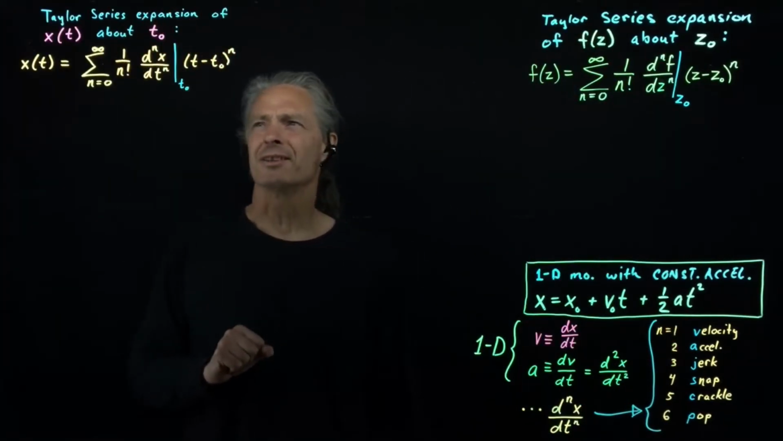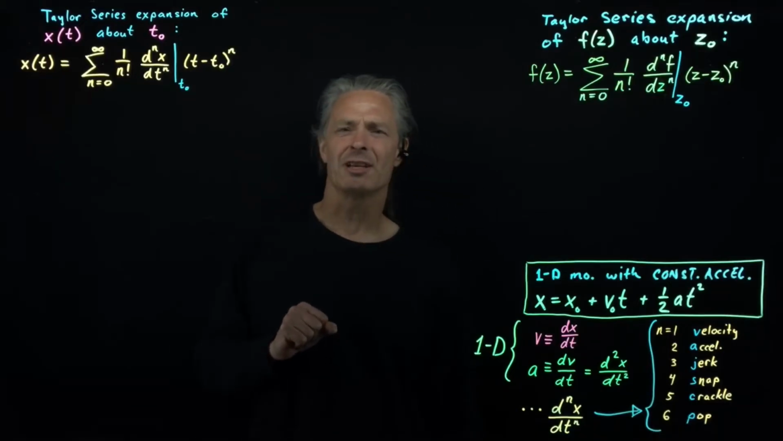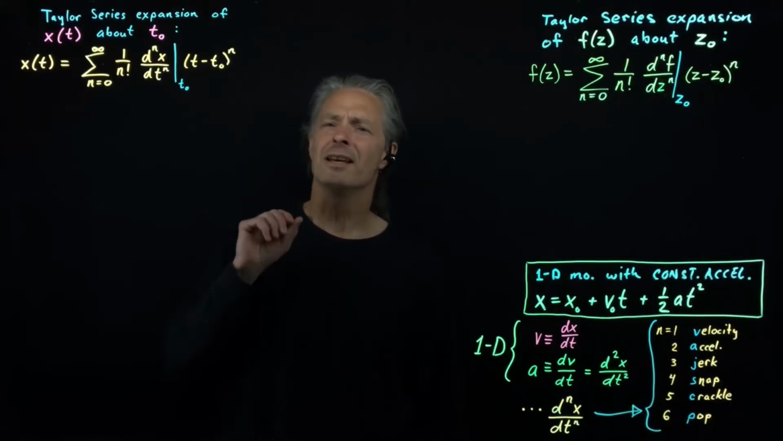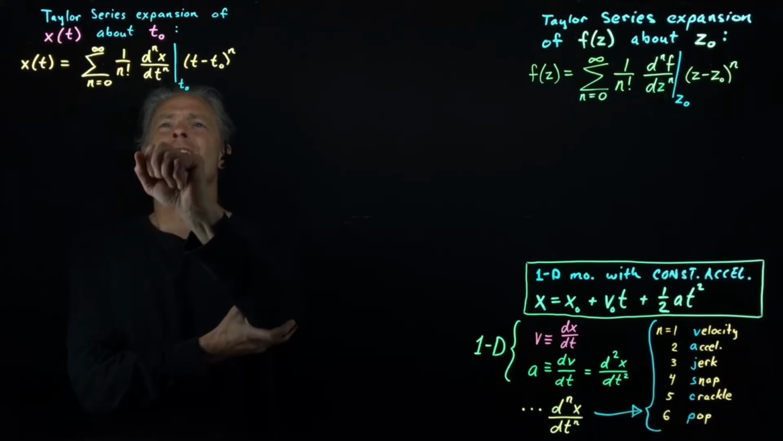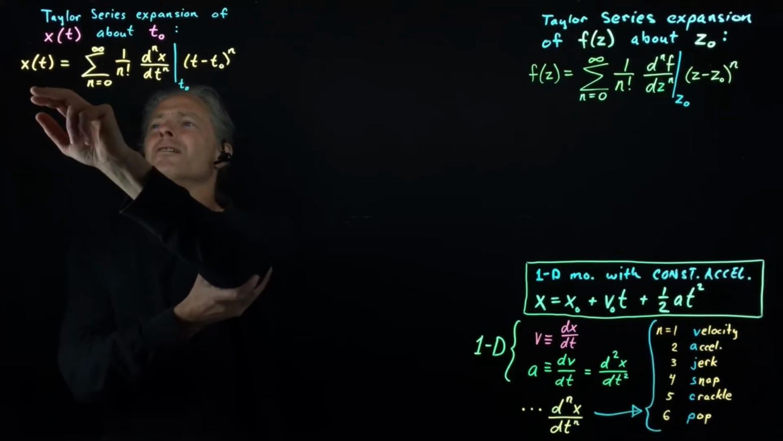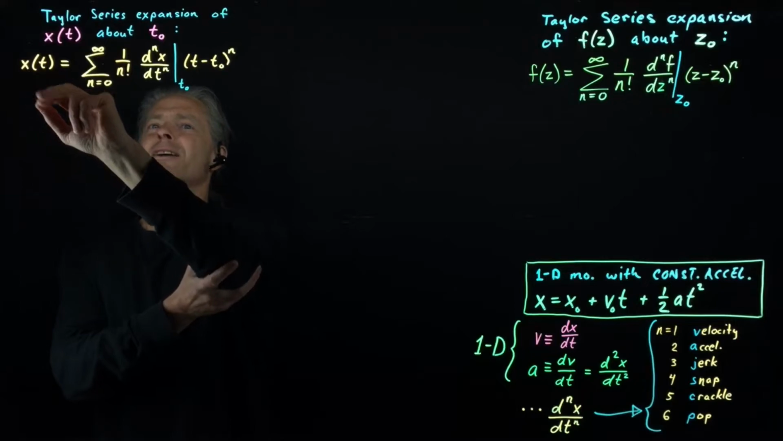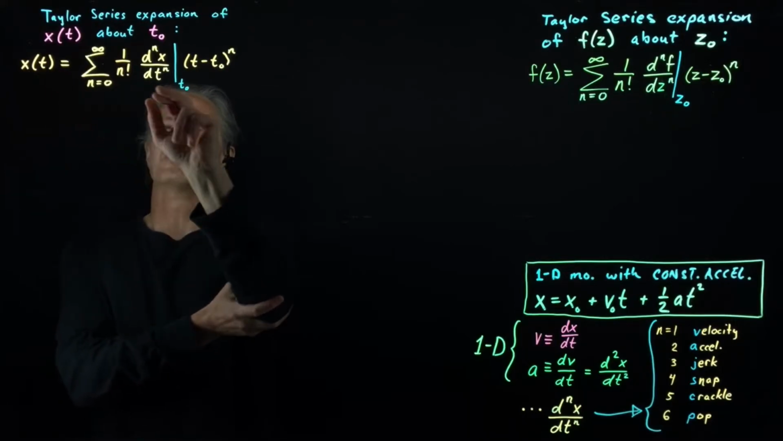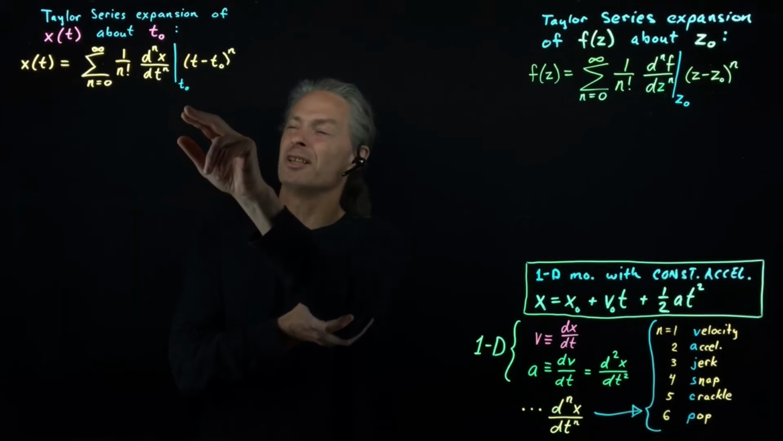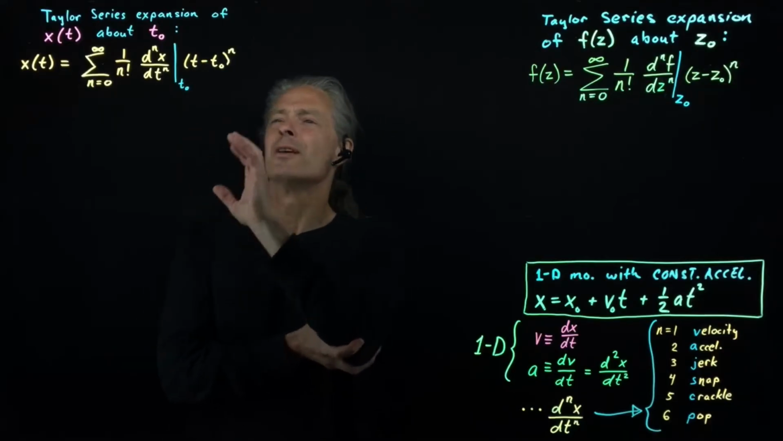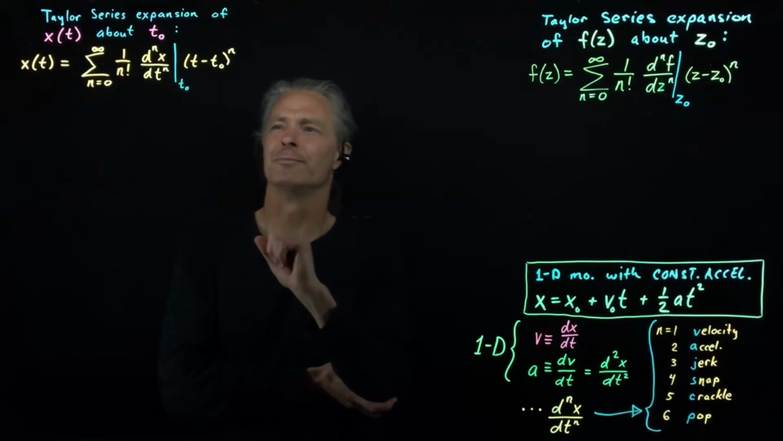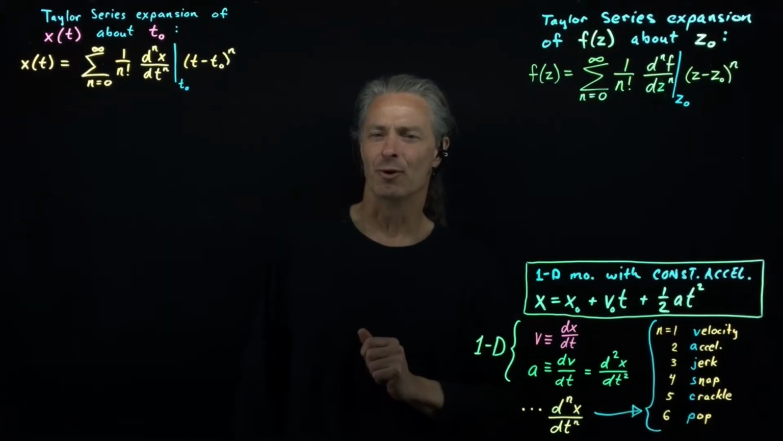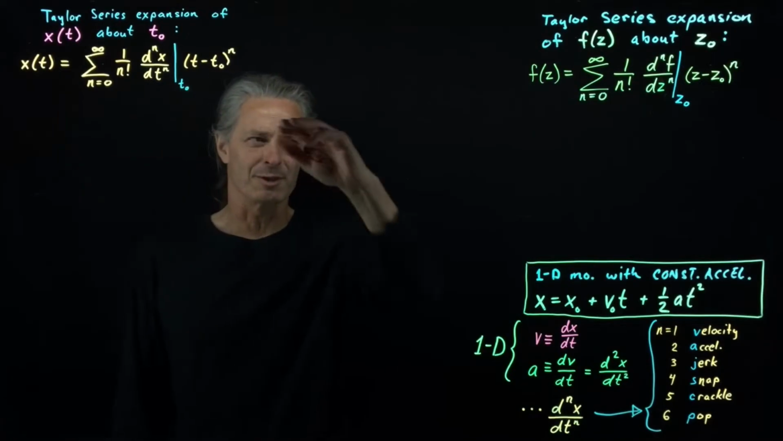We start by writing the Taylor series expansion of x of t about t sub 0. The nth term of that expansion is given by 1 over n factorial times the nth derivative of the dependent variable x with respect to the independent variable t, evaluated at the expansion point t sub 0. That's multiplied by t minus t sub 0 to the nth power. To make this a little more concrete, let's write out the first few terms of this expansion.